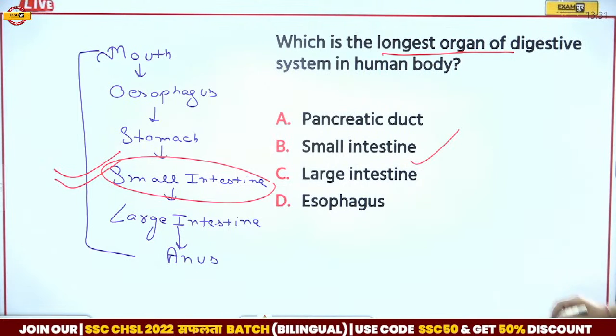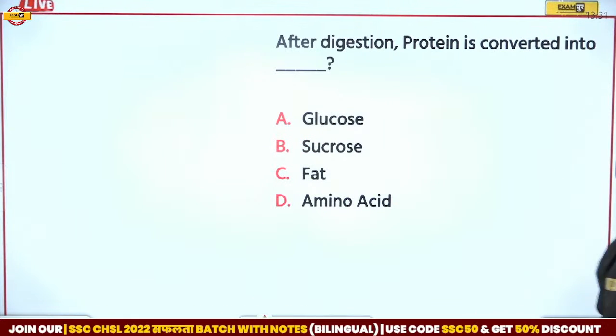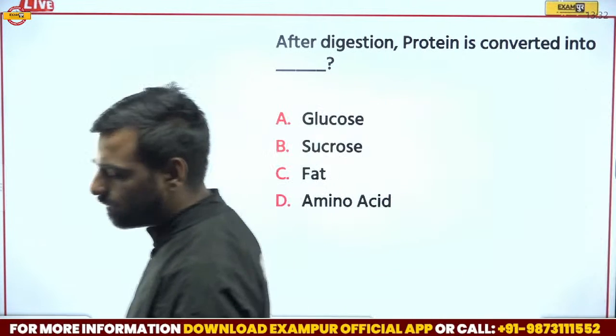Okay, so now talking about this length, the small intestine is the longest one. Next we have, after digestion, protein is converted into what? After digestion, protein is converted into what?